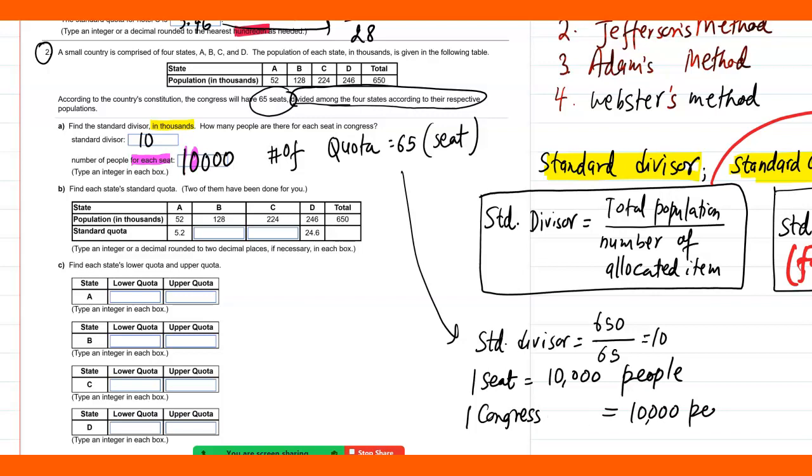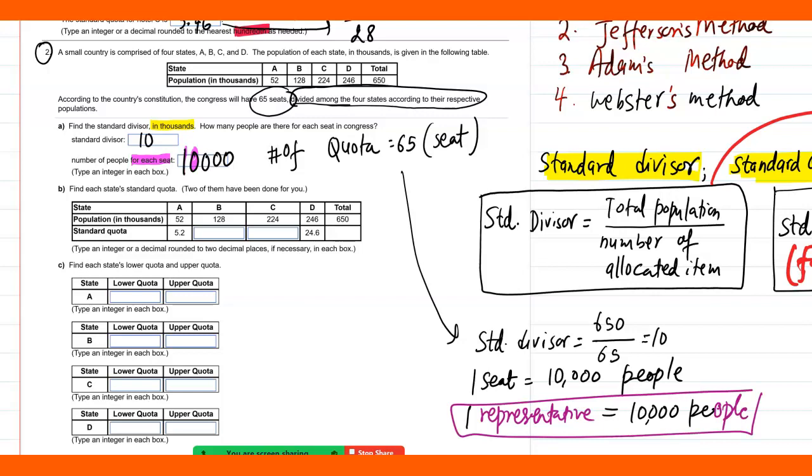One representative equals 10,000 people. In other words, you can see that 65 representatives have 650,000 people. That's total population. That's part A.